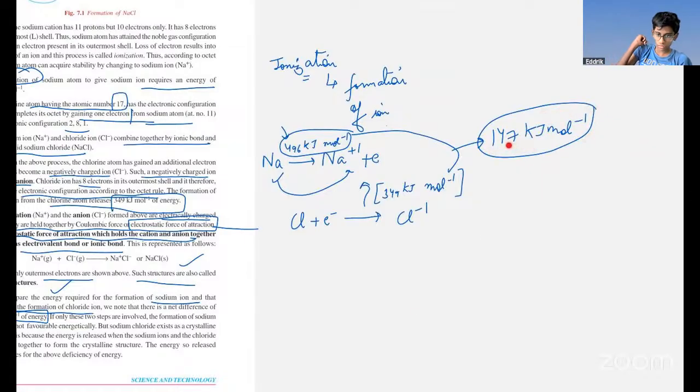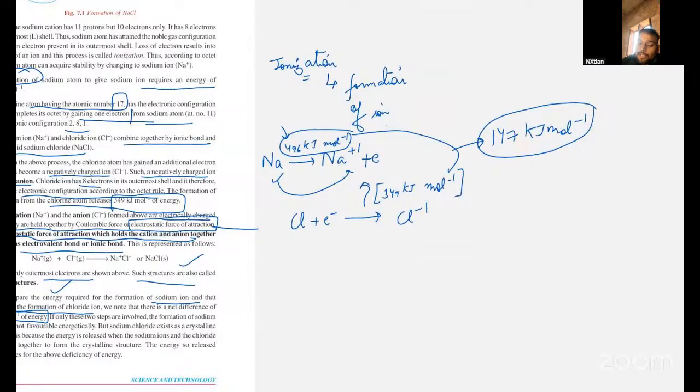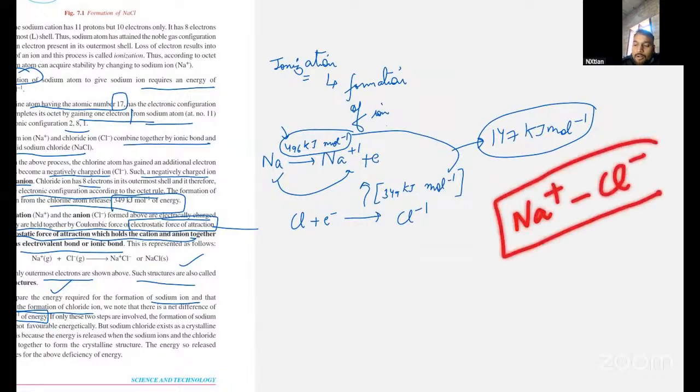Sir, explain again. See, right now the deficiency of the energy is 147 kilojoule per mole. But when Na plus and Cl minus join, they also release energy. So the deficiency of 147 kilojoule is fulfilled when they release it, and it becomes zero.